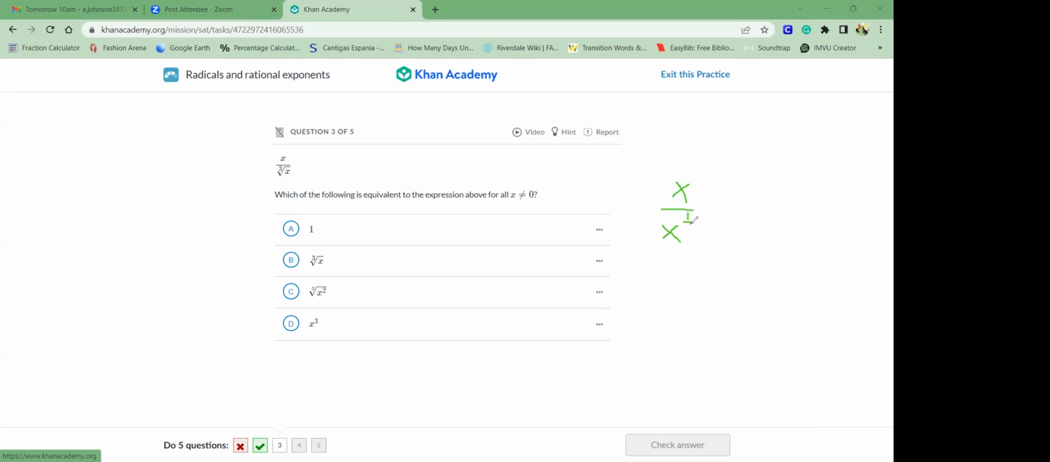Yep, 1/3, right? And this is 1 right here. So what's 1 minus 1/3? 2/3. Yeah, so which one? Is it B or is it C? So this is the same thing as x to the 2/3, right? So it'll be C.